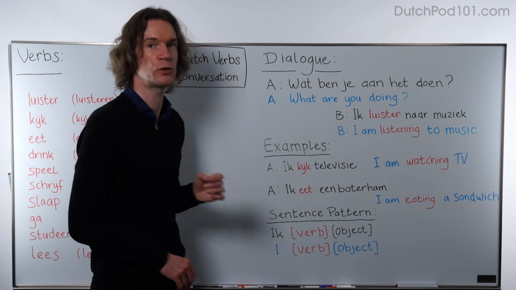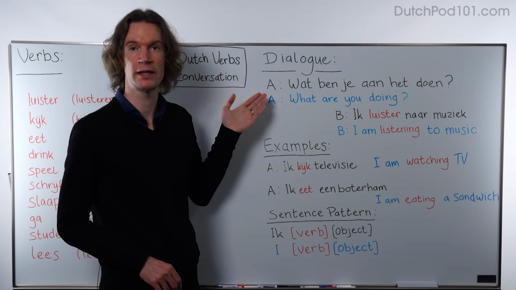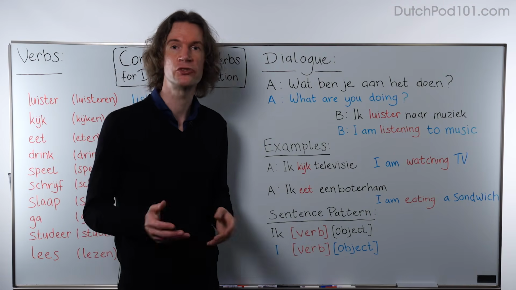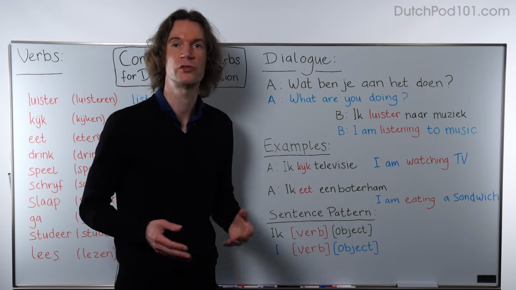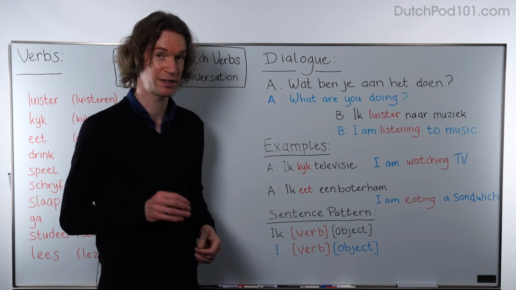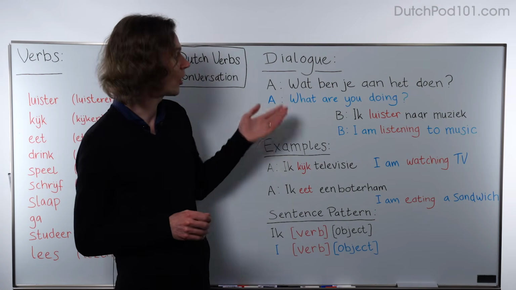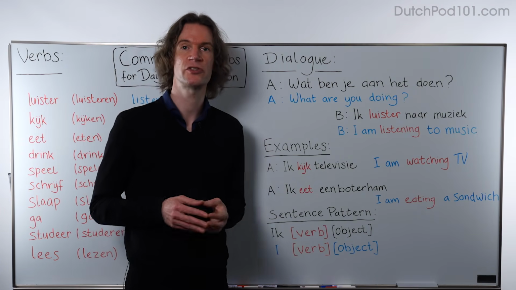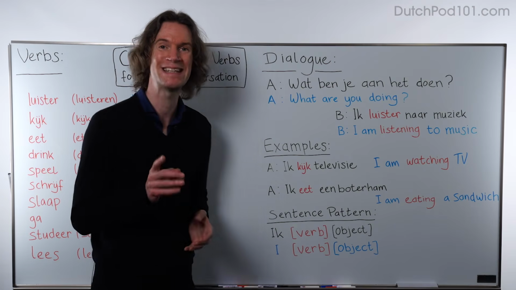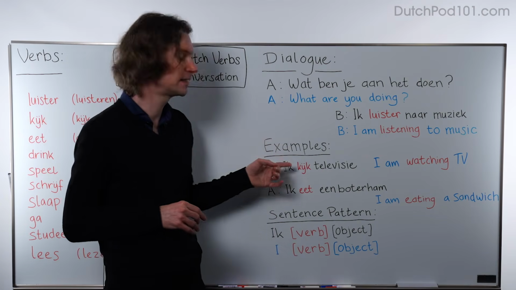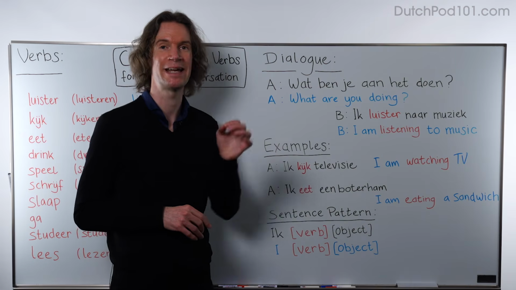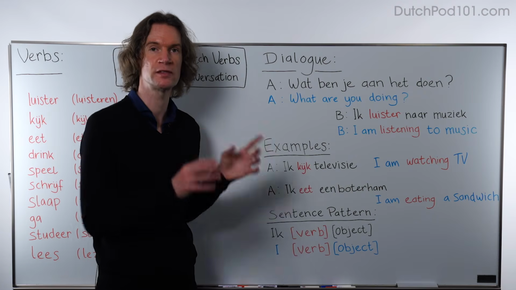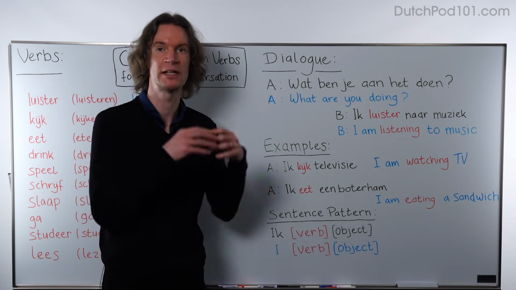Let's also look at the first line, the question. Wat ben je aan het doen? What are you doing? Doen means to do. As you know, English often uses the present continuous tense to indicate something that is currently happening, like the are doing in this question. In Dutch, you can often just use the present tense for this, which you can see in this lesson's example sentences. Ik kijk televisie means I am watching television. The present tense suffices to describe something that is currently happening, that you are currently doing.